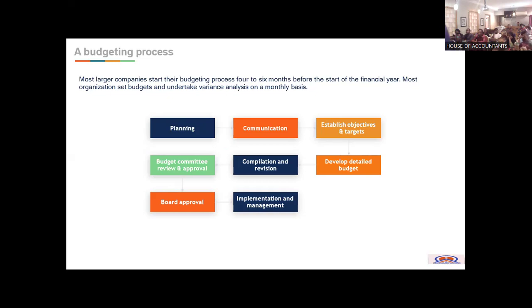So we have planning, communication, establish objective and target, budget committee, review and approve. That's then compilation and revision, then develop detailed budget, board approval. So once accountants prepare that master budget.